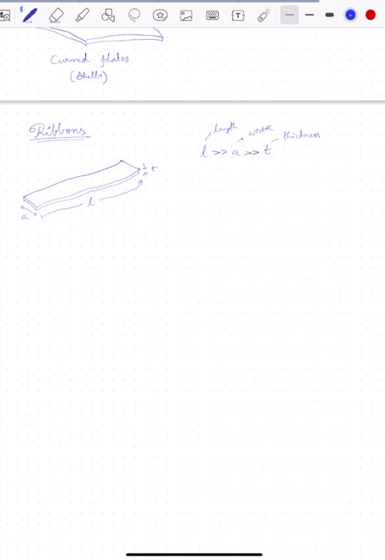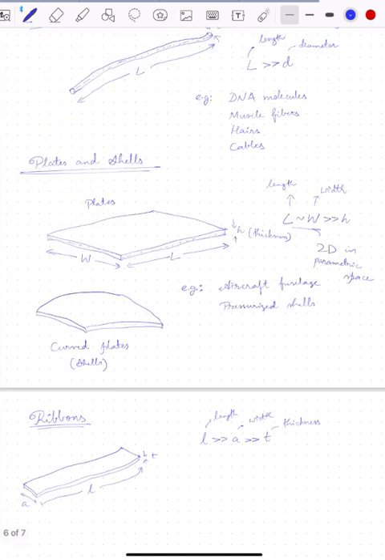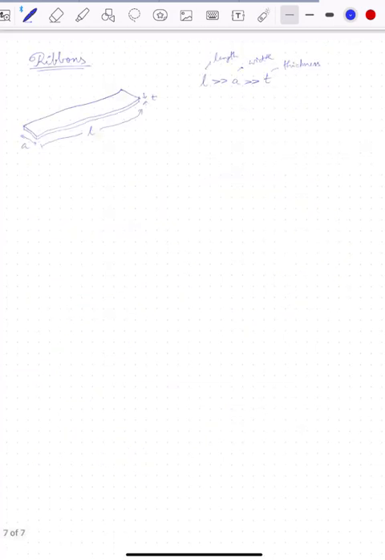As ribbons lie between plates and rods, in a sense they lie between 1D and 2D. So sometimes we just call ribbons 1.5D in parametric space. And ribbons can be approached in both ways.